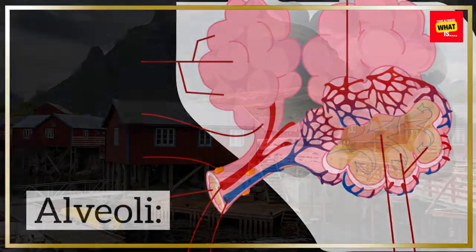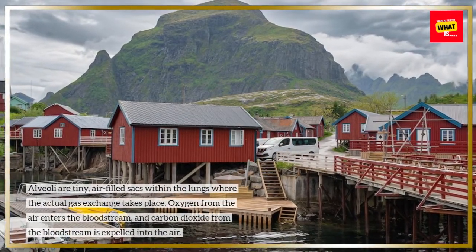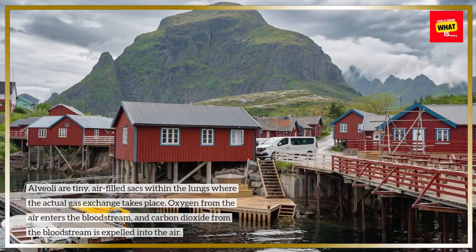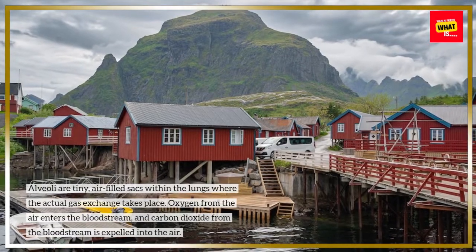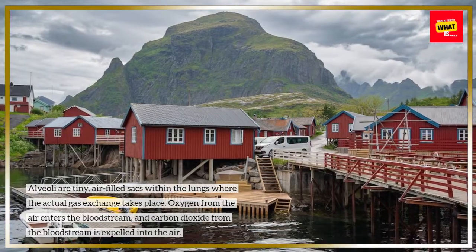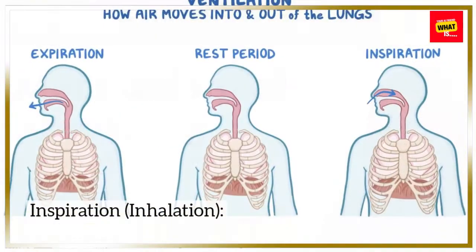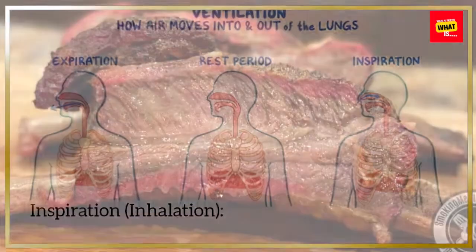Alveoli. Alveoli are tiny, air-filled sacs within the lungs where the actual gas exchange takes place. Oxygen from the air enters the bloodstream, and carbon dioxide from the bloodstream is expelled into the air. 2. Breathing mechanism. Inspiration. Inhalation.